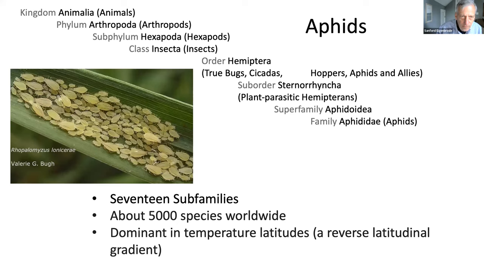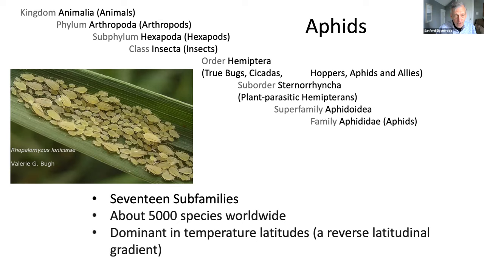So first, a little bit of biology, taxonomy. Here's from kingdom animal all the way down to insecta. They're insects in the order Hemiptera. That includes all these critters, aphids, allies, but also true bugs, cicadas, same order. Plant parasitic hemipterans are the Sternorrhyncha, and within those, the Aphidoidea, and then finally we get down to the aphids. There's 17 subfamilies within the aphids, which we won't enumerate here, and about 5,000 species of aphids.